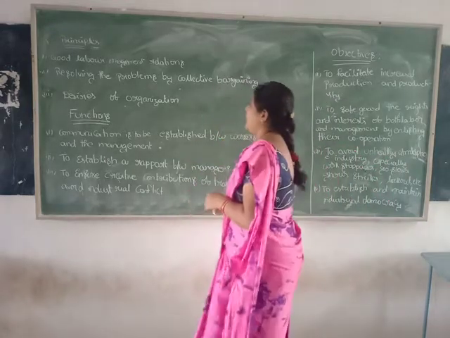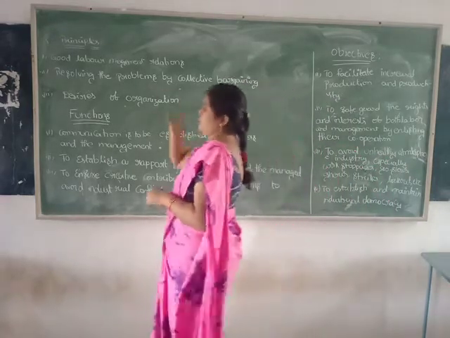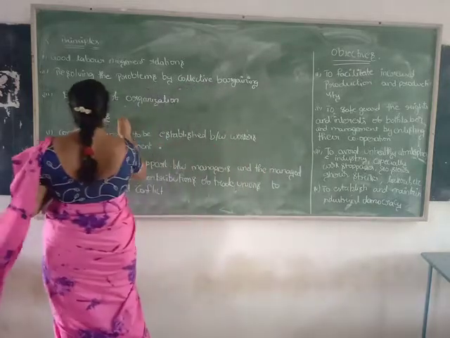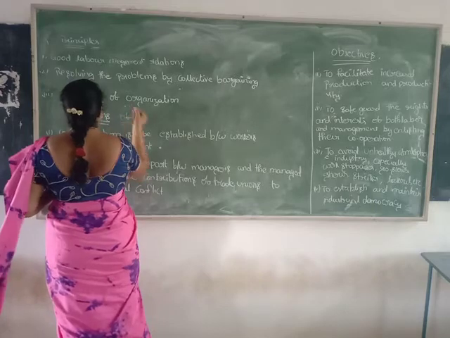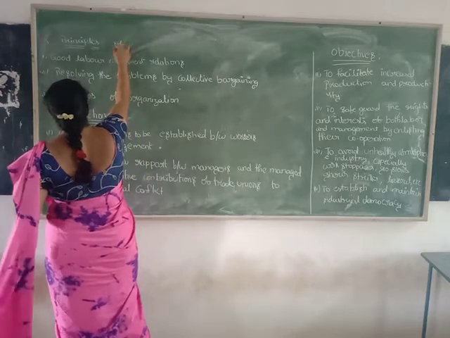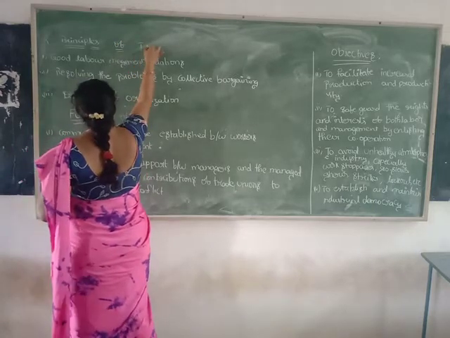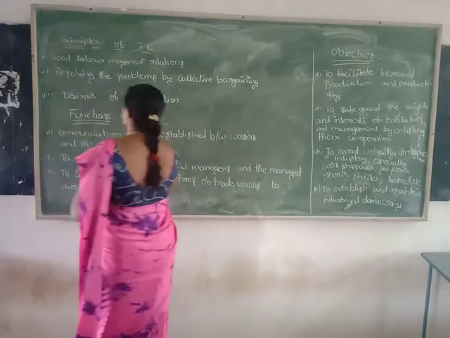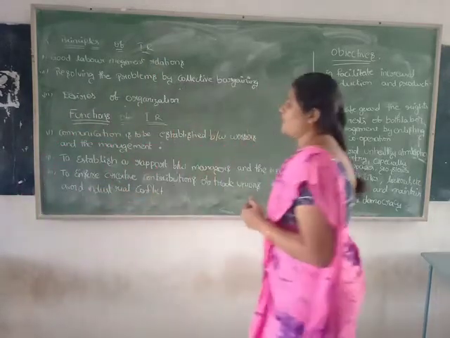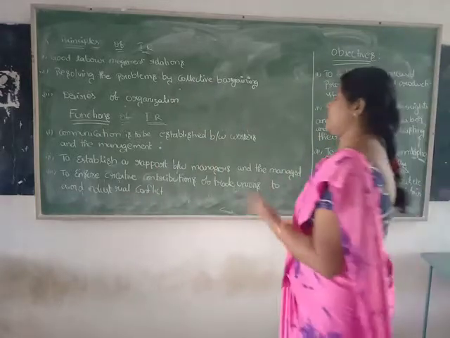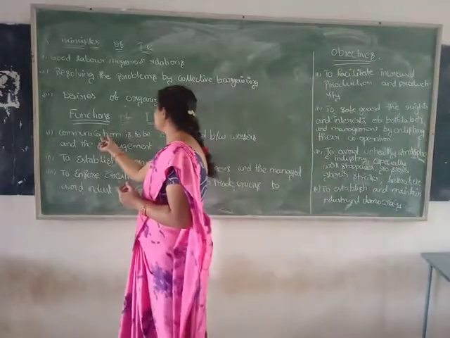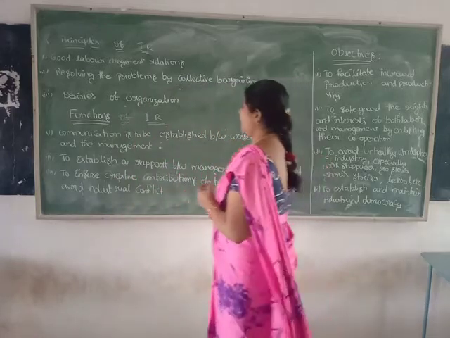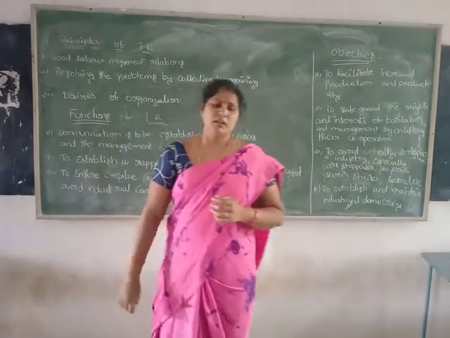Okay, next one. Let us see the functions. The next one is the functions of industrial relations. So these were the principles of industrial relations. Next, what are the functions that we do here? Let's see what the major functions are. The first function is that communication is to be established between workers and the management.